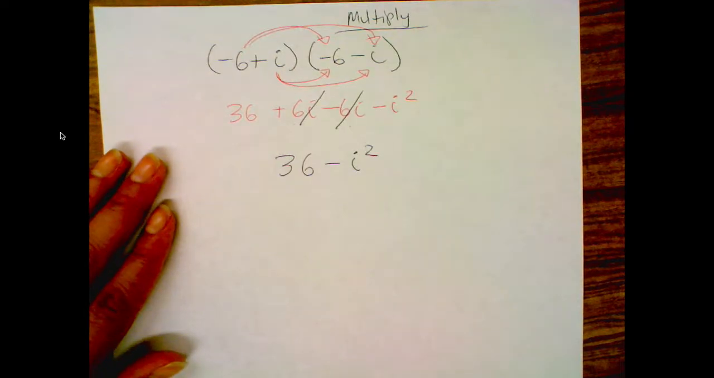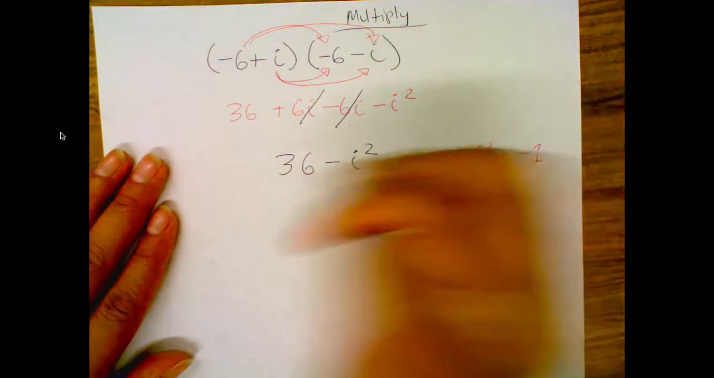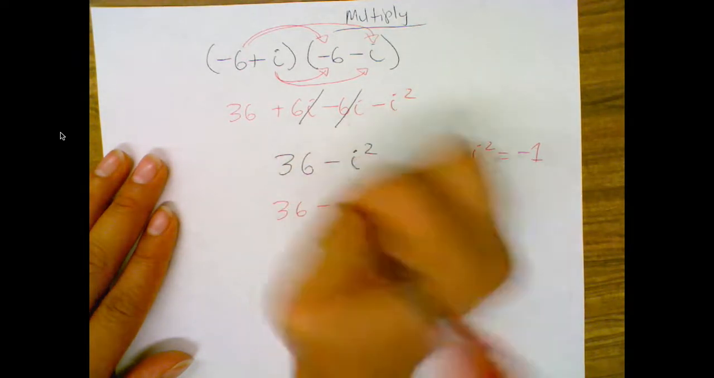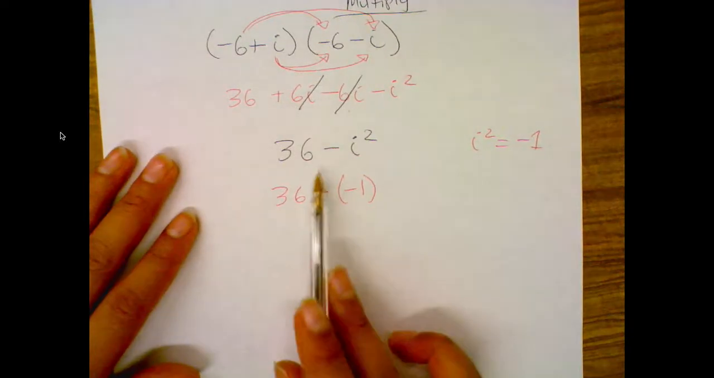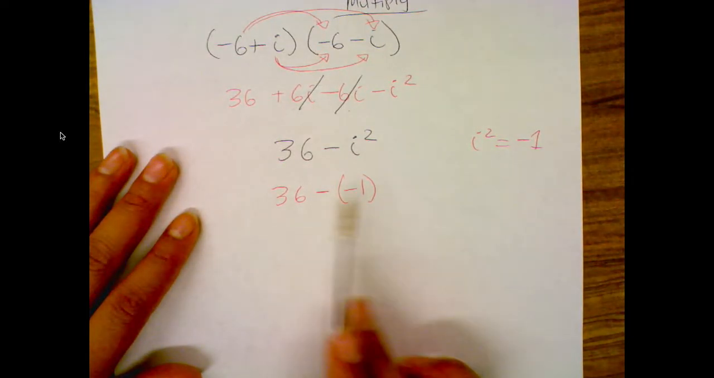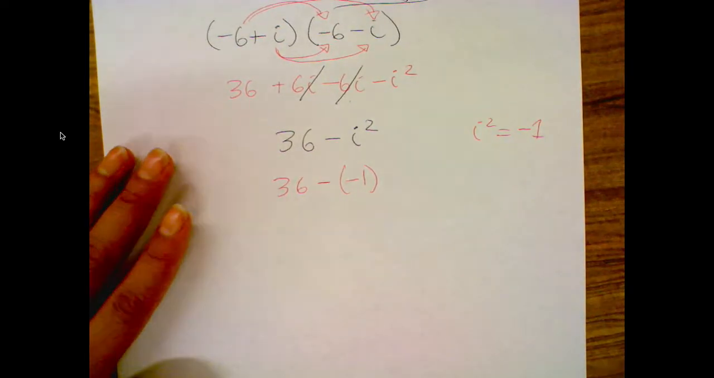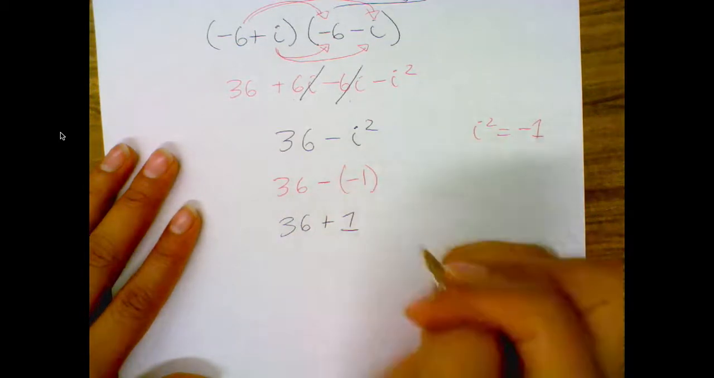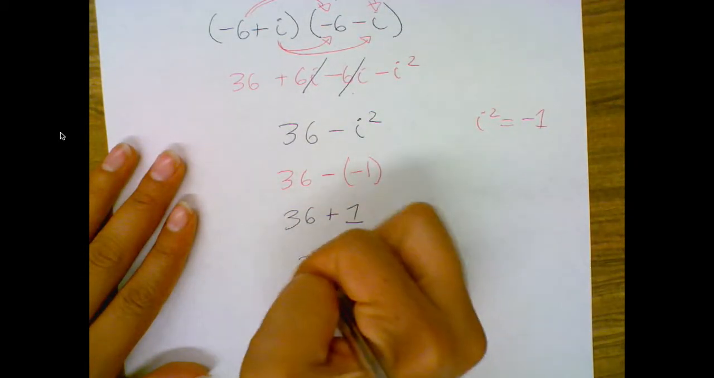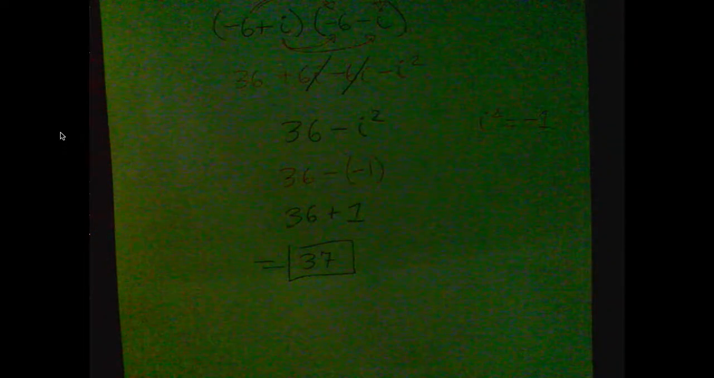Like we stated before, we know that i squared equals negative 1. So I'm going to rewrite this as 36 minus negative 1. It's very important to understand that this minus sign is different from the negative 1 that we just pulled in. So now when you subtract a negative, it is like adding. So our final answer is 37. So this is how we get to the final answer.